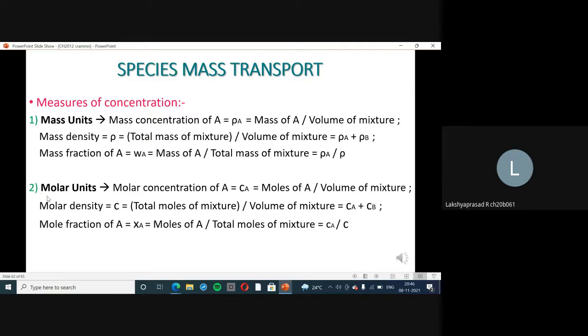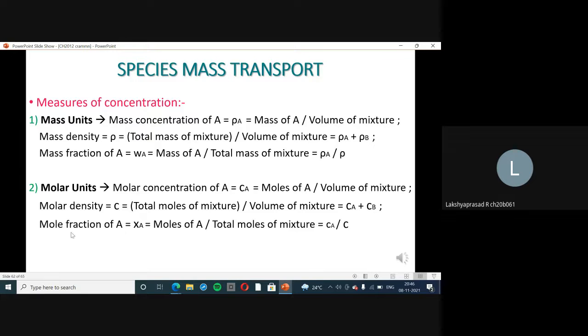Moving on to molar units, we have molar concentration of A given by Ca equal to moles of A by volume of mixture. And then we have the molar density, which is given by C, that is equal to total moles of the mixture divided by the volume of the mixture. Similarly, C equal to Ca plus Cb.